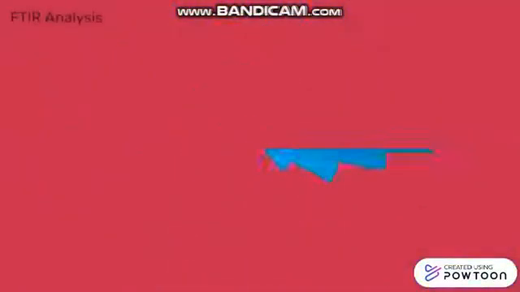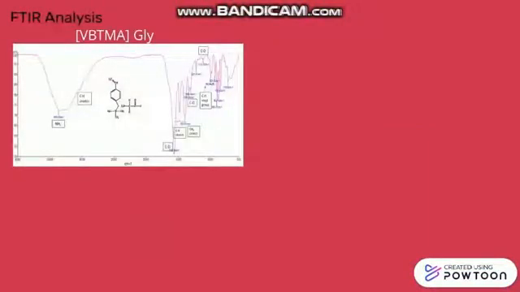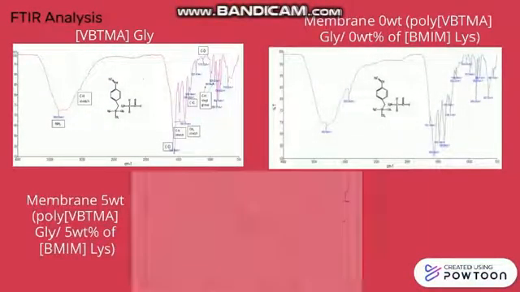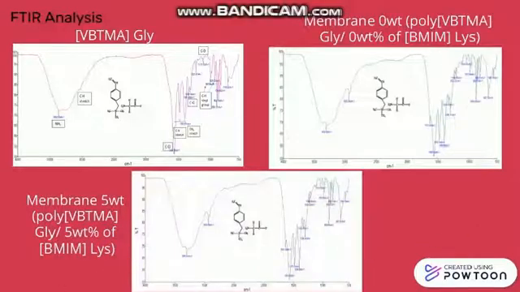Next, it is the FTIR results of the monomer, which is VBTMA glycine, and the mixed matrix membrane, which is poly-VBTMA glycine with 0 and 5 weight % of BMIM lysine respectively. By comparison of all these FTIR spectrums shown, the peak intensity of the functional group of poly-VBTMA glycine is higher than its monomer. This is probably due to the hydrogen bonding interaction in the functional groups during the photopolymerization process.